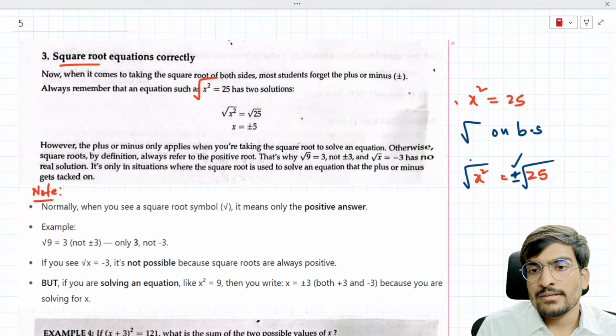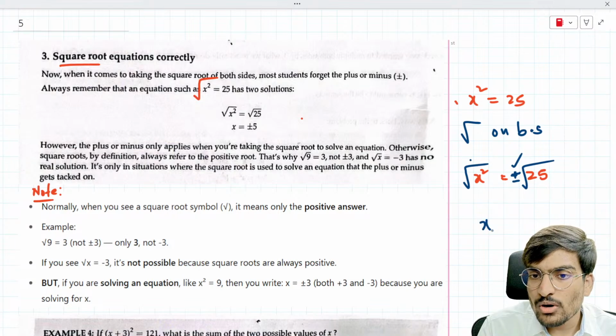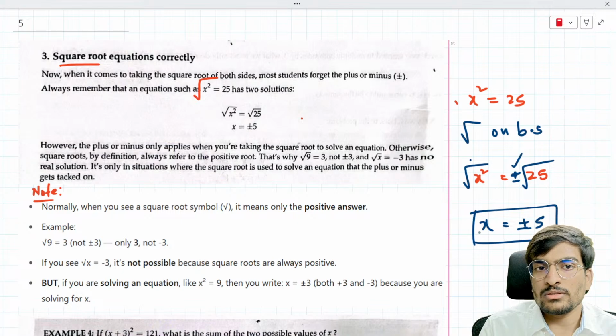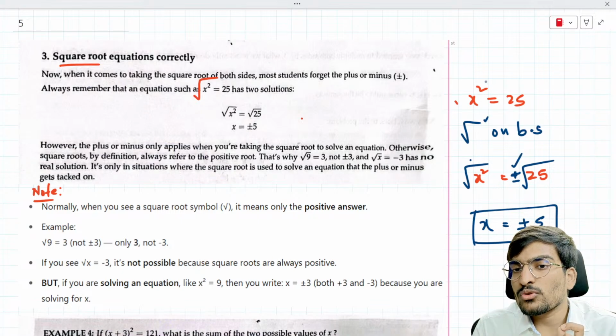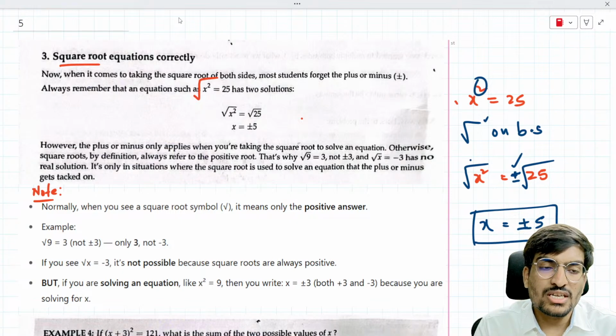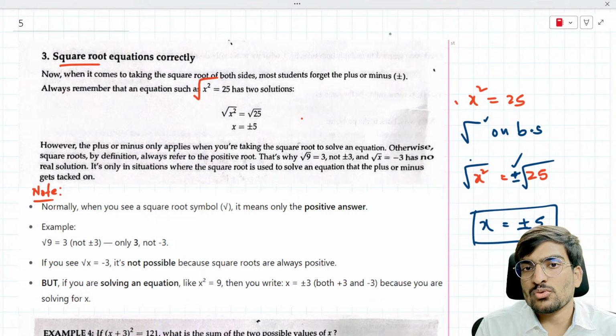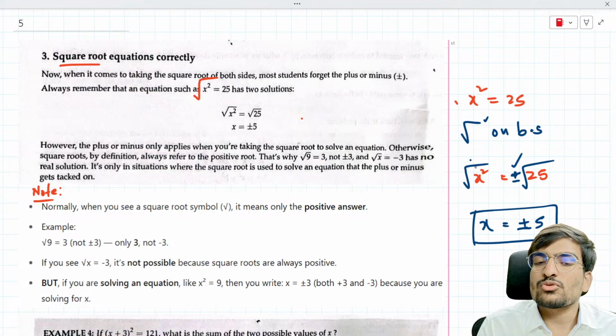Now, root x square equals plus or minus root 25. So we end up with what? x equals plus or minus 5. So this is what we end up with. And when do you need to use square root on both sides? When you have a square in the question and we want to eliminate that square, we use root on both sides. To balance, we have to do it on both sides. We can't do it for an individual term.